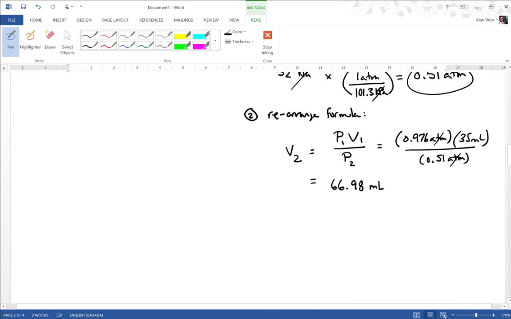Because it's in milliliters and we wanted liters, we're going to have to convert this. Two easy ways. You can move the decimal place 3 places over, which is basically dividing by 1,000 to convert from milliliters to liters. So this is actually going to end up being 0.06698 liters. But again, we want 2 decimal places. So when we round off, it gives us 0.07 liters. And that would be your final answer for this one.